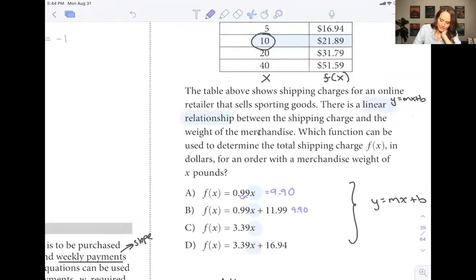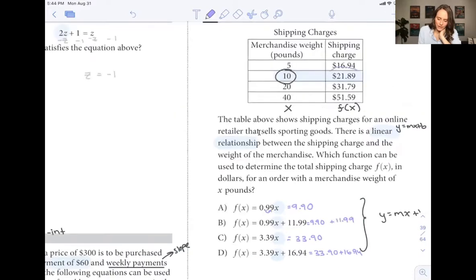990 plus 1199. C is going to give me 3390, and D is going to give me 3390 plus 1694. And I know when X is 10, Y, or f of x, has to be 21.89. So 990 for A is too small, 3390 for C is too big, and 3390 plus 1694 for D is way too big, so it has to be B, 990 plus 1199.